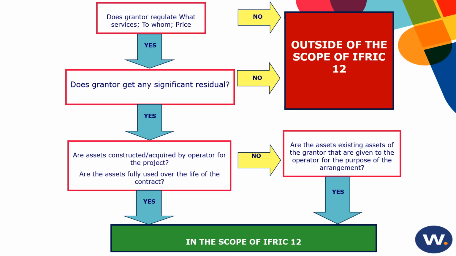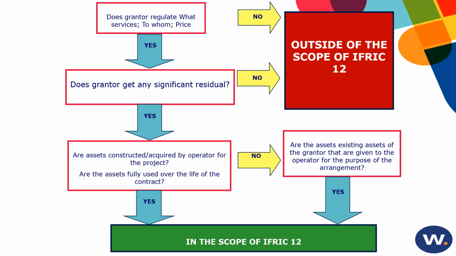A simple decision tree has been provided to make this assessment a bit easier. So our starting point would be to assess whether the grantor regulates the services, the people to whom the services could be provided, as well as the price at which these services are provided. If we answer no to this question, we are immediately outside the scope of IFRIC 12 and must look somewhere else within IFRS for guidance.